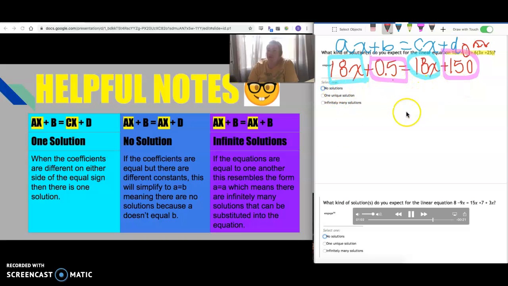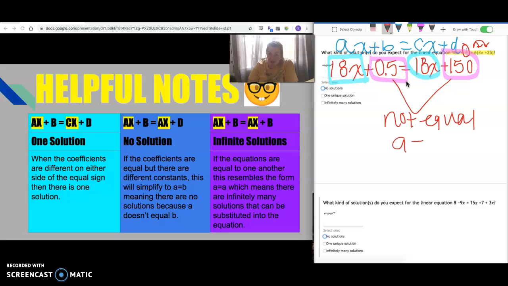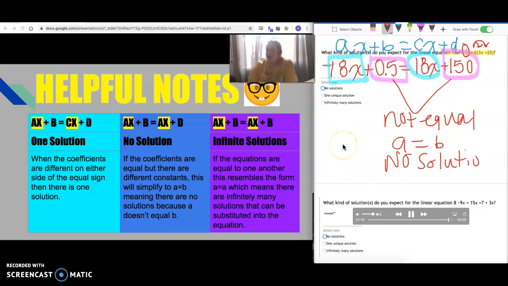If you were to solve this out, obviously the 18x's would cancel on either side, and you're left with 0.5 equaling 150, which is not equal. It's never true. That's in the form of a equals b, so no solution. And I was able to figure that out without doing any more calculations than what I did up here, which was just simplifying. It was rewriting a fraction as a decimal and distributing the 6 out. Easy peasy lemon squeezy.